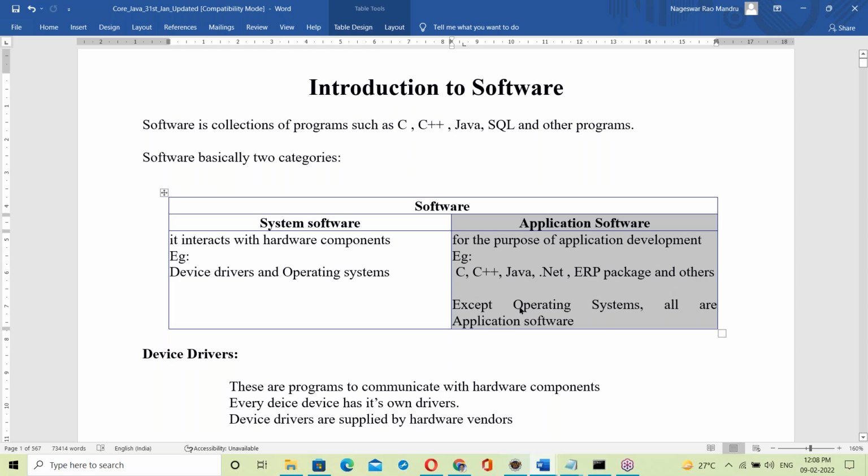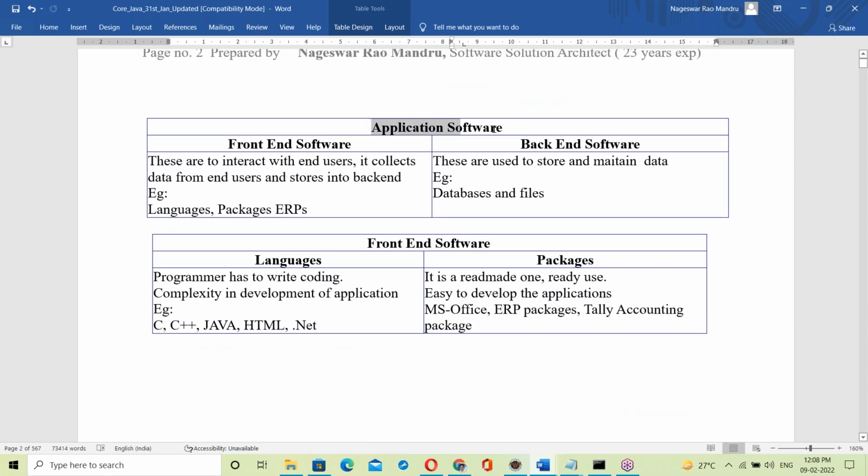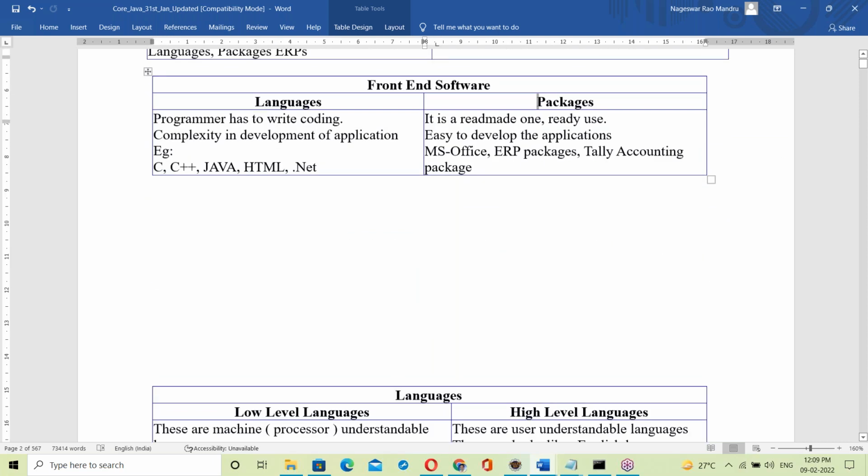Except operating systems, all are application software. So Java is an application software. In application software, again, you get categories like front end, back end, language, package. These things we'll discuss next.